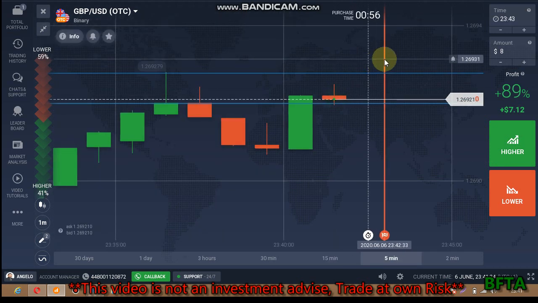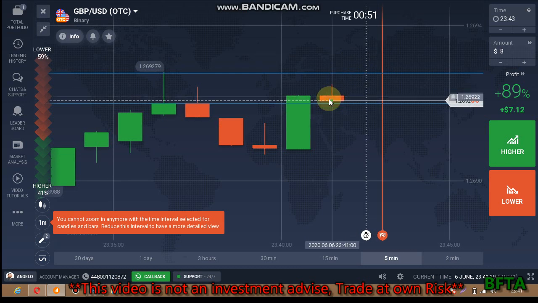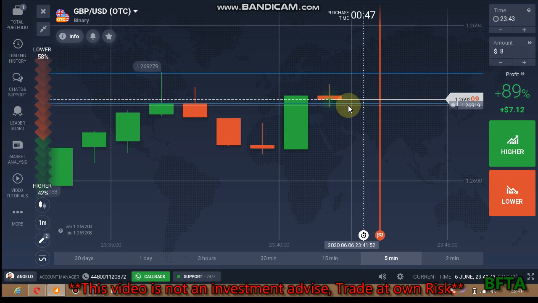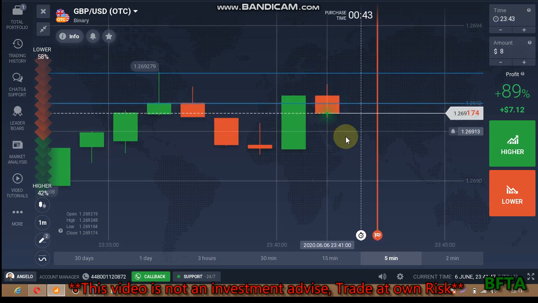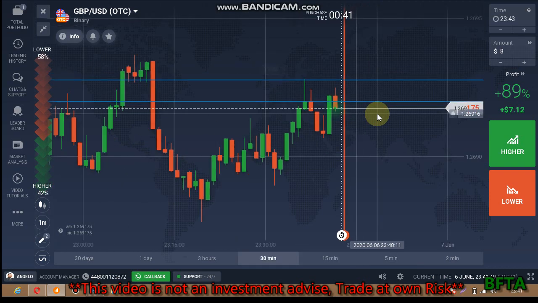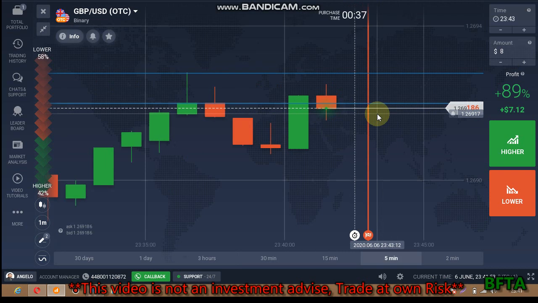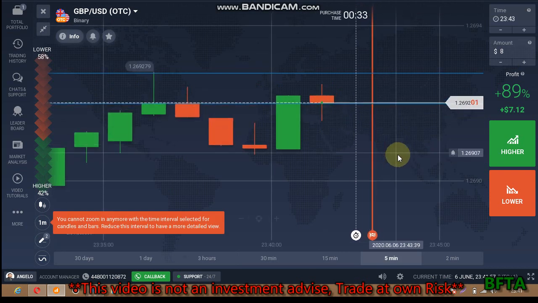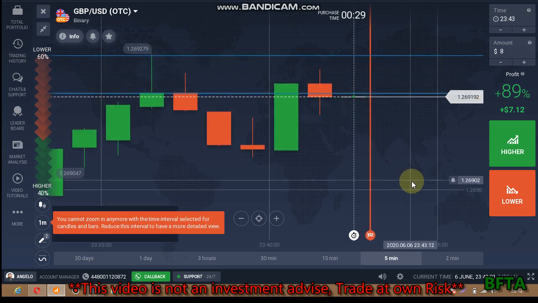So let's see what will happen. I think they will retrace on this level. So if the sellers break the level, the seller will go more down. Now we can see the rejection also from buyers. The sellers broke the level.